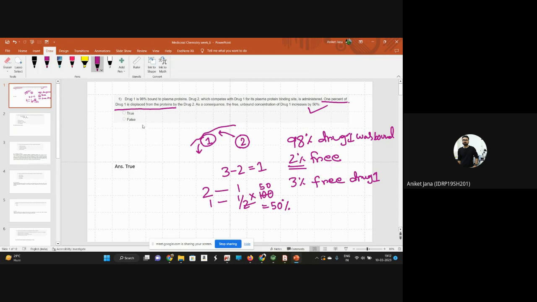So if previously it was 2 percent free, now it is 3. So 3 minus 2 is 1. So 1 is increasing upon 2. Then on 100 it is increasing by 50%. Okay. So we are moving to our next question.